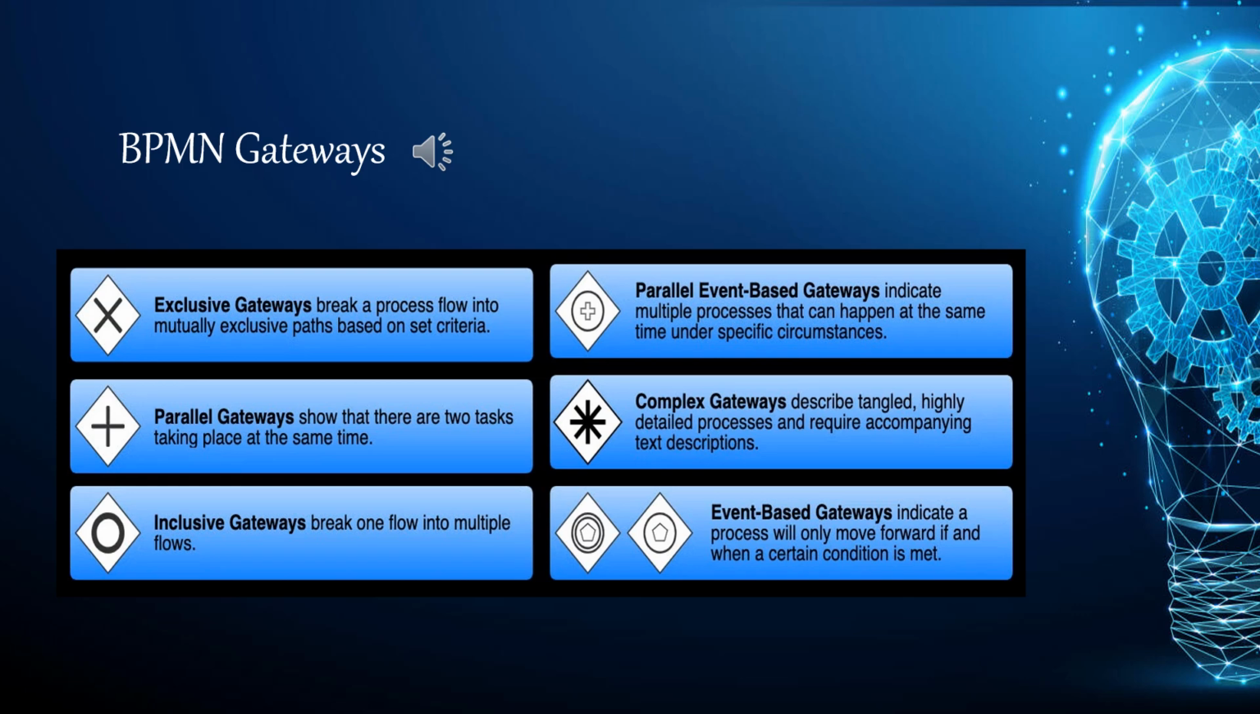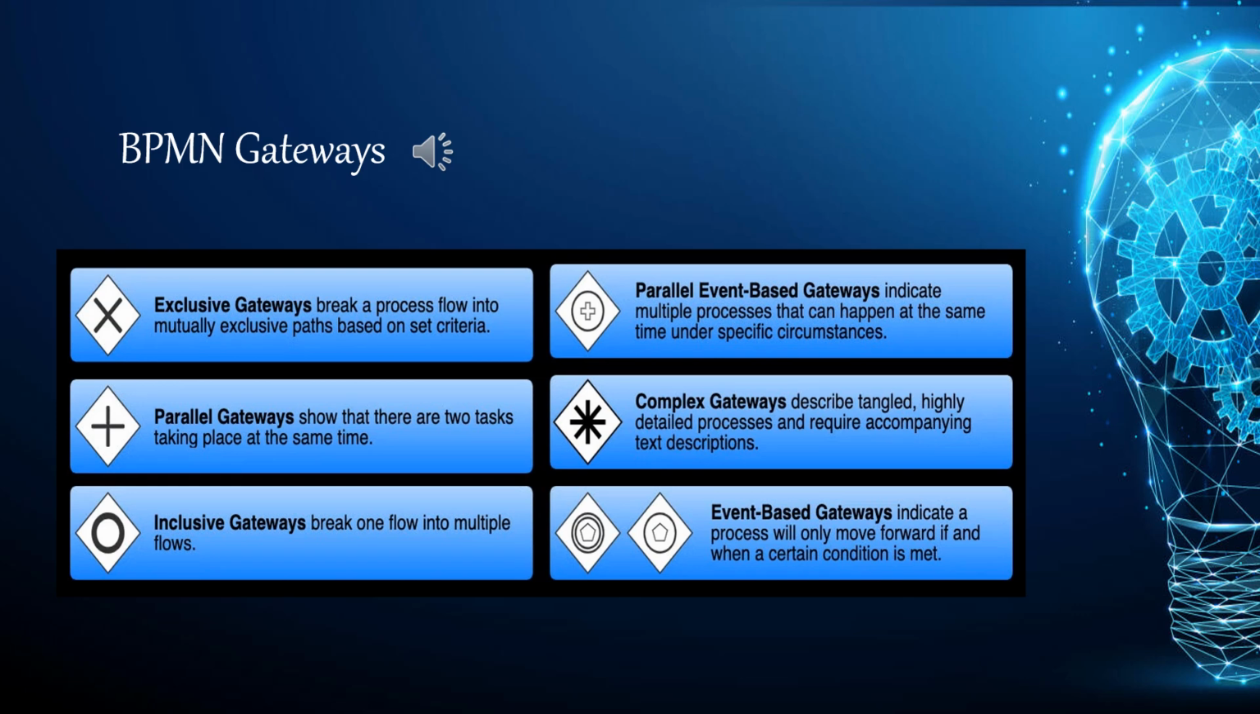Exclusive gateways break a process flow into mutually exclusive paths based on set criteria. Parallel gateways show that there are two tasks taking place at the same time. Inclusive gateways break one flow into multiple flows.